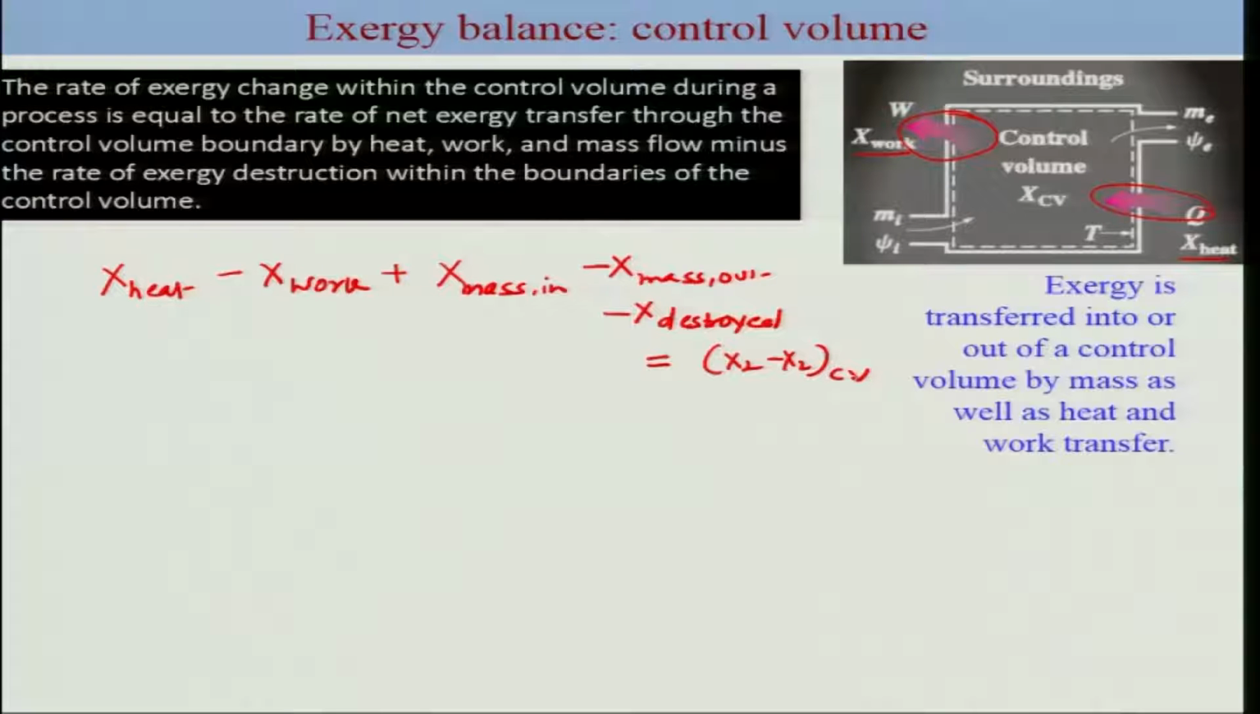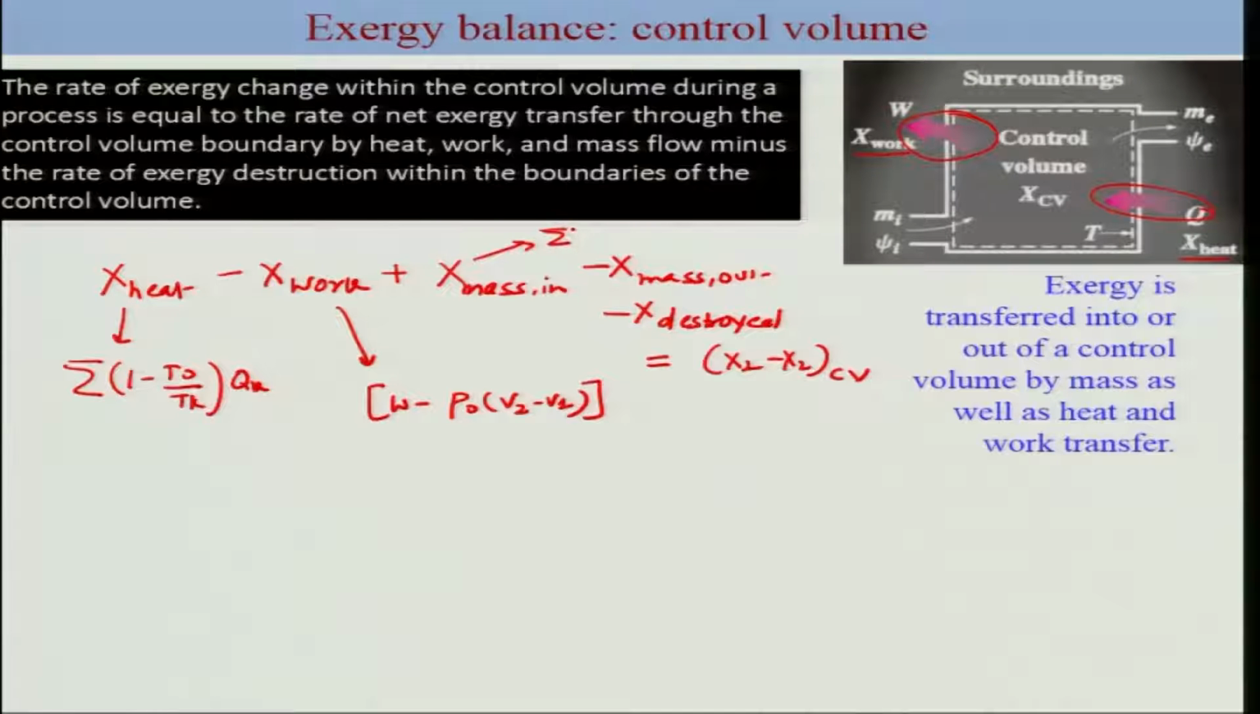Okay, now you can write this in terms of your summation (1 minus T0/Tk). Okay, this will be your X heat, and this is going to be your W minus P0 (V2 minus V1). Okay, and what about the X mass in and mass out? So this we can write in terms of your summation m xi. Okay, so this will be your in and this will be your out.